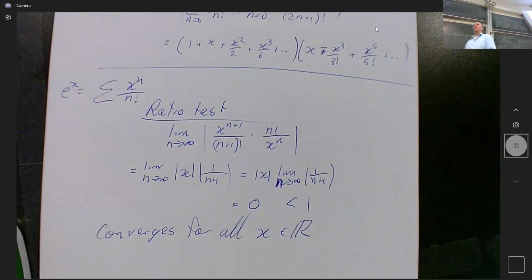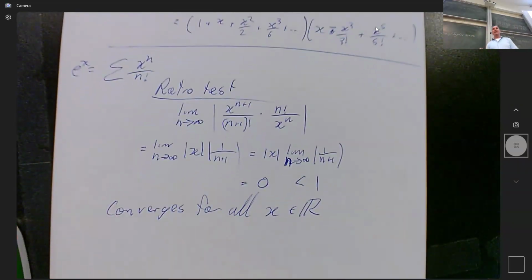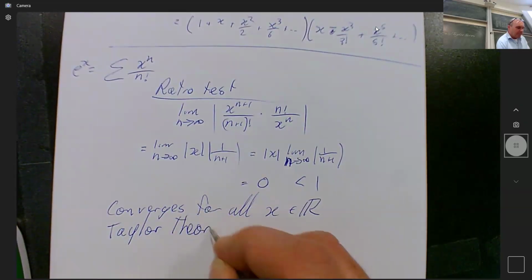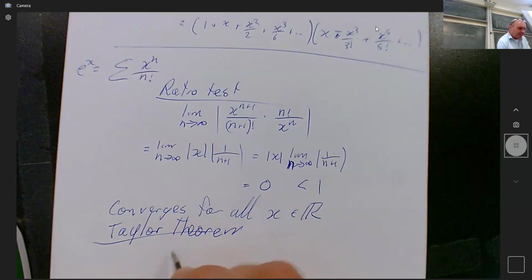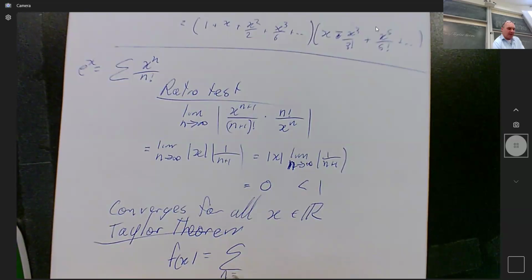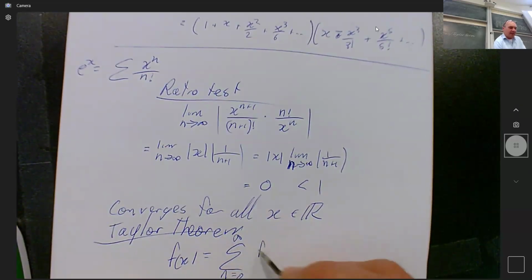Strictly speaking, it converges for all values x in R. So if I take any number x, my Taylor polynomial will give me exactly that, because of Taylor's theorem. I kind of glossed over it, but f of x is equal to that.